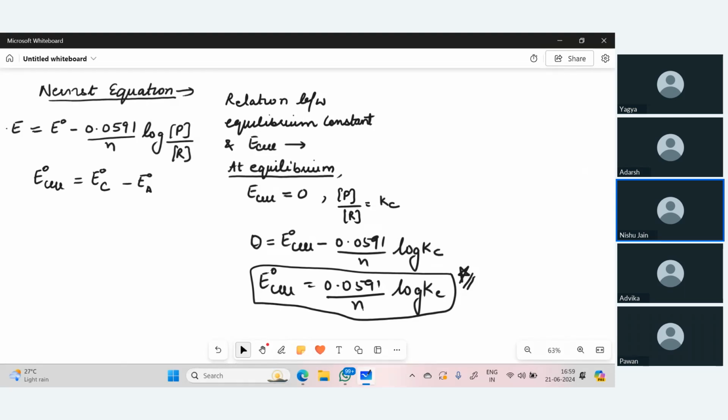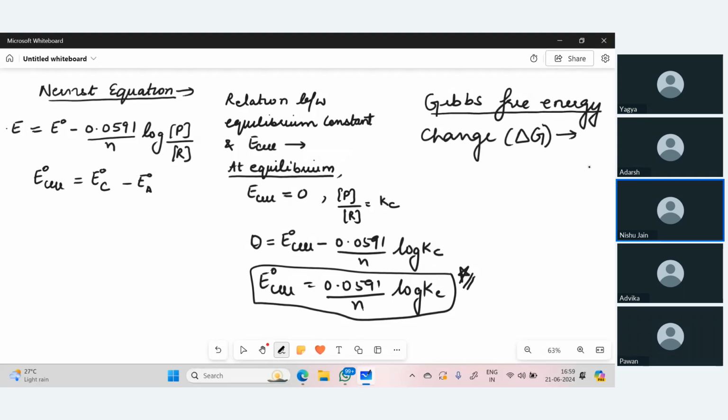And the last thing, we will just finish the formulas, then I will explain the numericals. Last is Gibbs free energy change, delta G. What is Gibbs free energy change? It is the amount of useful work that can be obtained from a cell.